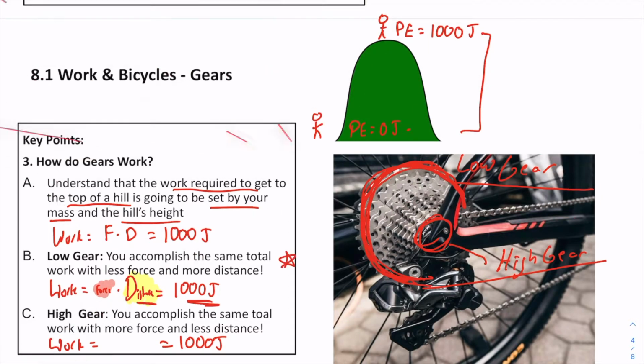In fact, low gear is what we consider to be good advice for going up a hill. If you're going up a hill, you should be in low gear because it will require less force and your legs don't get tired and you don't suddenly start rolling back down the hill, which is quite unfortunate, right?